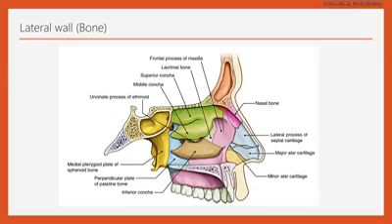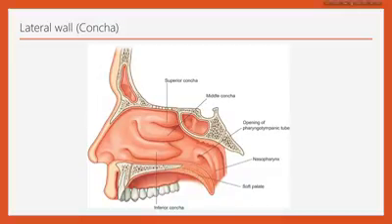The bony part is formed from before backwards by the nasal bone, the frontal process of the maxillary bone, the lacrimal bone, the labyrinth of the ethmoid with the superior and middle concha, the inferior nasal concha, the perpendicular plate of the palatine bone, and the medial pterygoid plate. The cartilaginous part is formed by the upper nasal cartilage, lower nasal cartilage, and also by three or four small alar cartilages. The cuticular part is formed by the fibrofatty tissue which covers the skin.